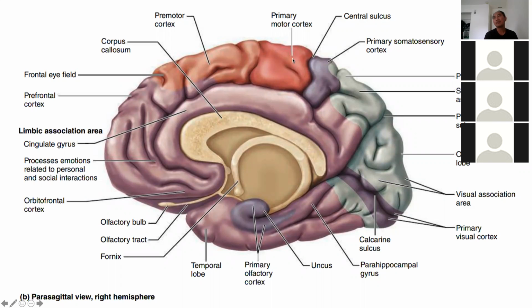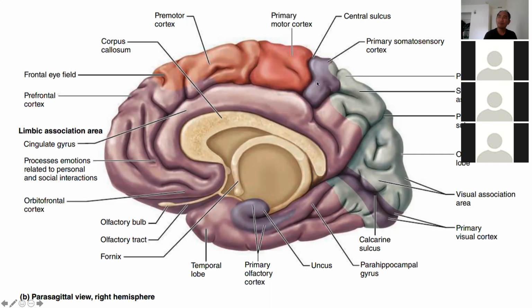Look at that. The central sulcus here. The portion anterior to the central sulcus is called primary motor cortex. Immediately posterior to the central sulcus is called primary sensory cortex. So all the motor movement neurons originate in the motor cortex. All the sensory neurons originate in the sensory cortex.